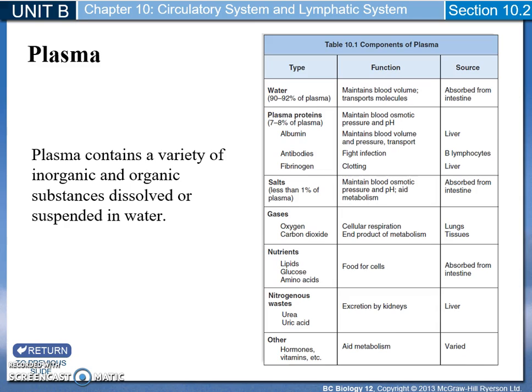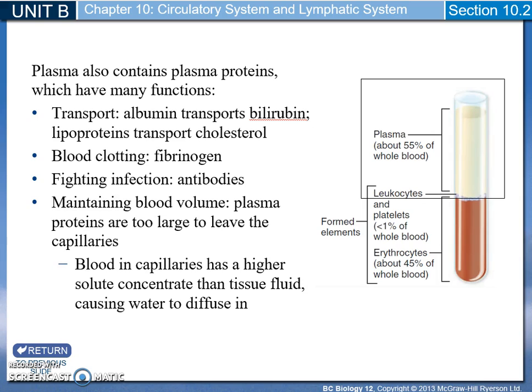We do have salts in the blood, gases, oxygen and carbon dioxide, nutrients, lipids, glucose and amino acids for energy for cells. We also have the nitrogenous waste, which are byproducts of the breakdown of proteins, and that consists of urea and uric acid, which is excreted by the kidneys. And then we have some hormones and vitamins, etc., also contained within the blood.